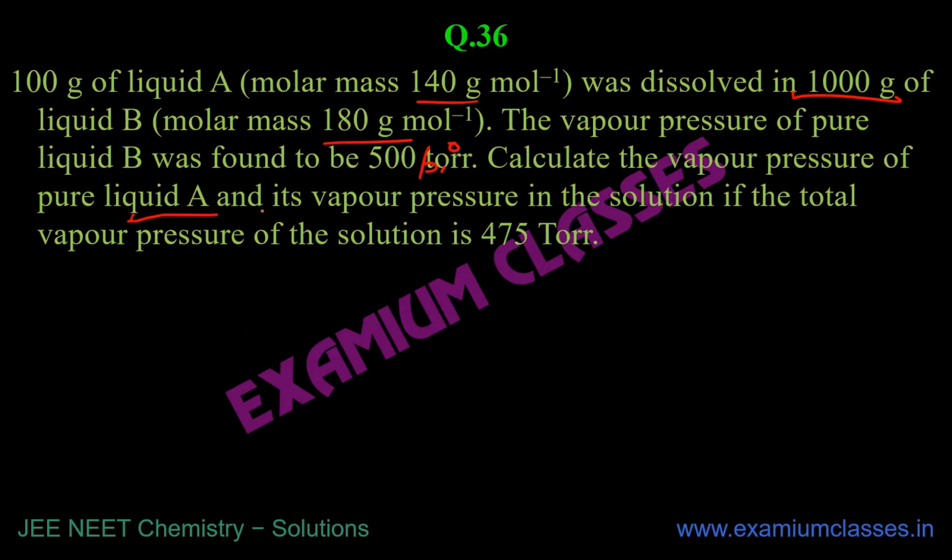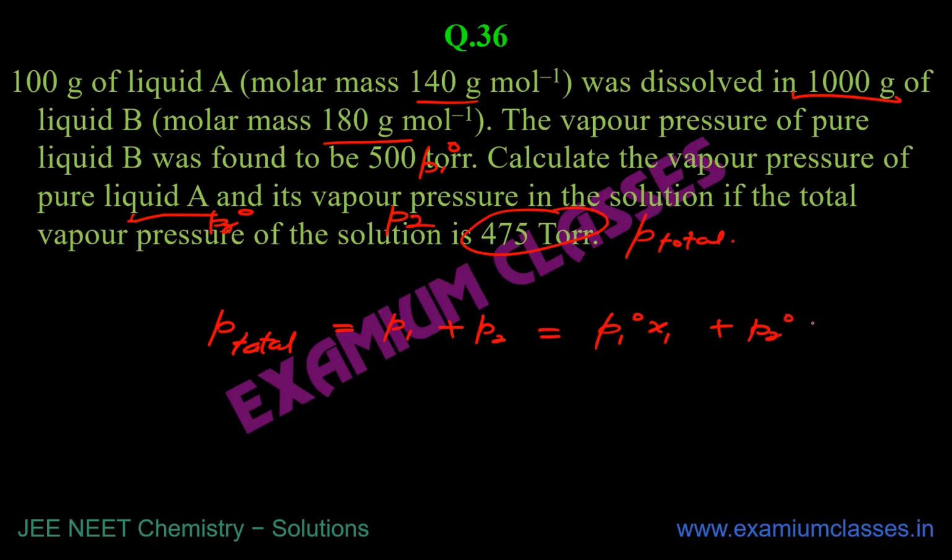Calculate the vapor pressure of pure liquid A. This is P1 naught, so this is P2 naught. And its vapor pressure means P2 in the solution, if the total vapor pressure of the solution is, this is P total given. Now by looking at these values, you should have realized that we are going to use the formula of P total. So P total is equal to P1 naught, and you can say P1 plus P2 first. You can use the formula directly. I am writing just to make you understand. P1 naught X1 and then P2 naught X2.